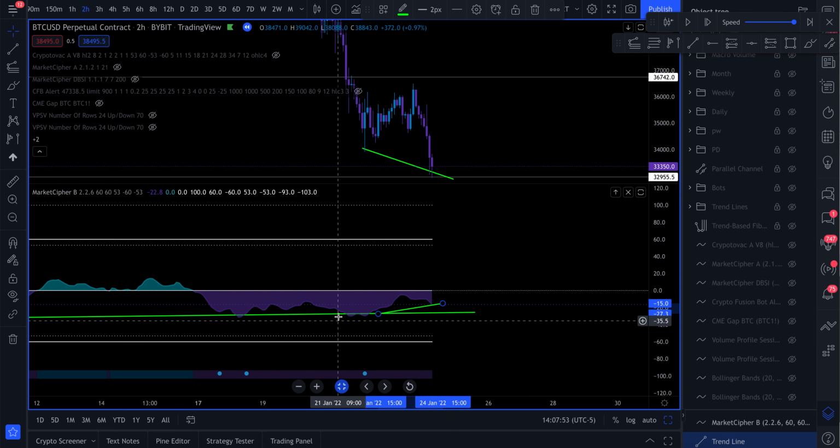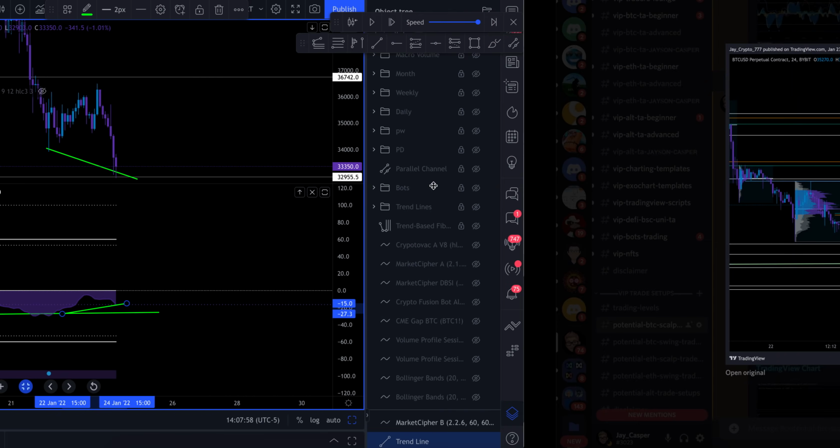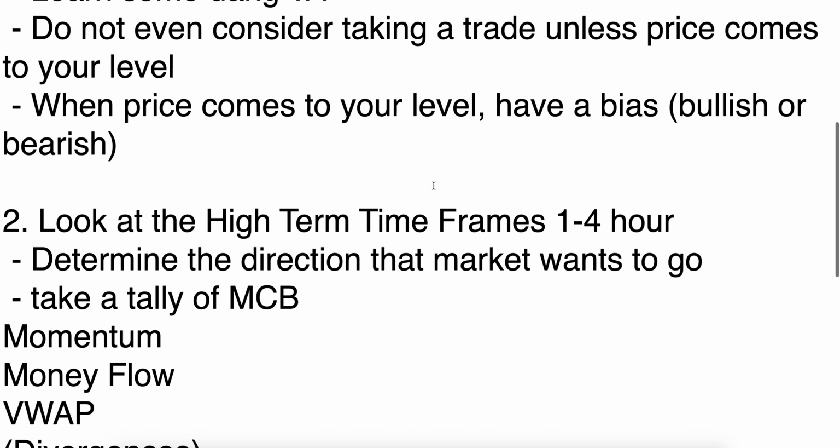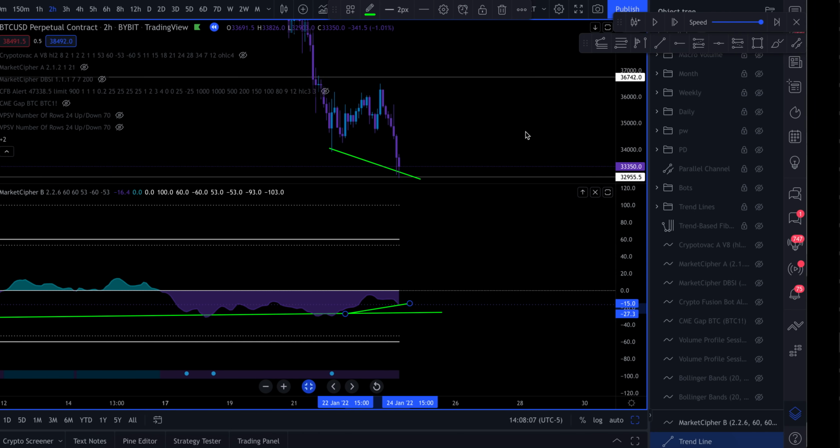We see the money flow getting higher as the price is getting lower to our level. Now remember, I was talking about having a bias. When price comes to your level, you have to have a bias. So I'm already biased. I'm already sniffing for a long here.